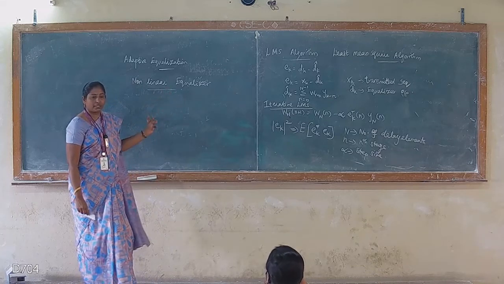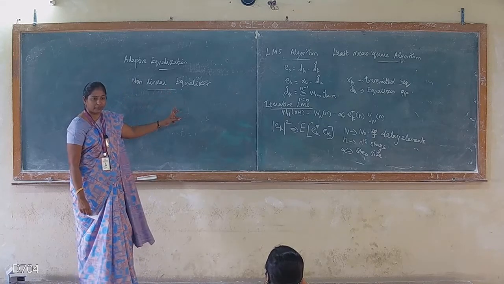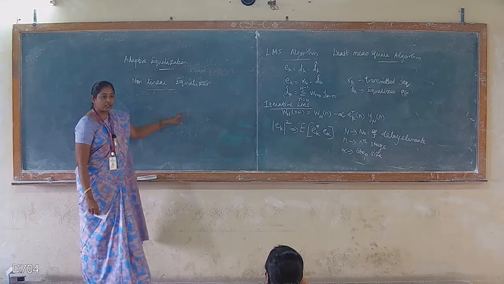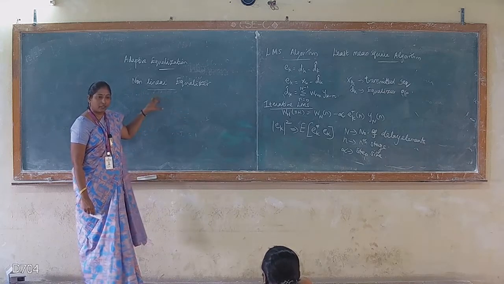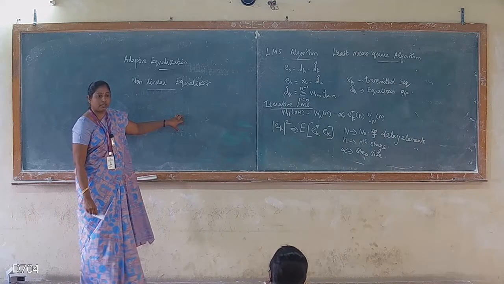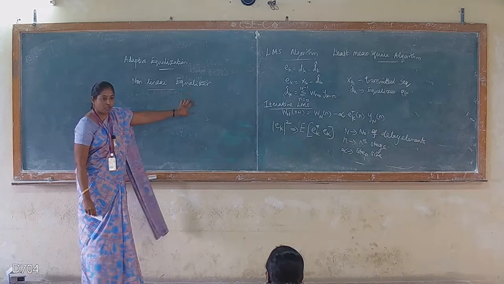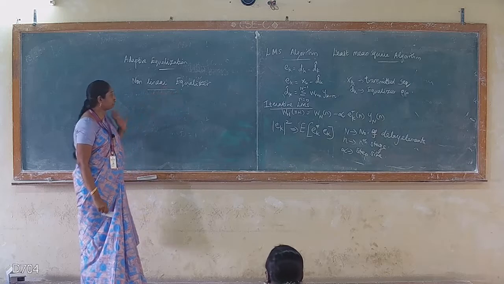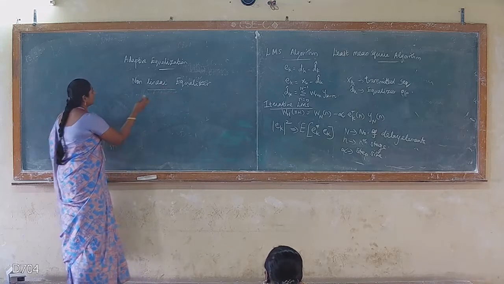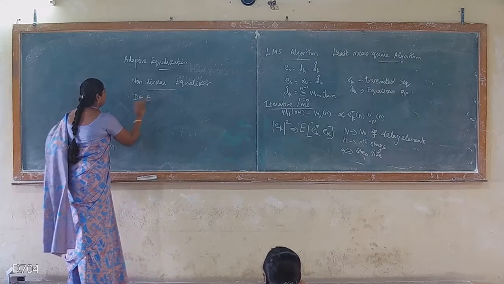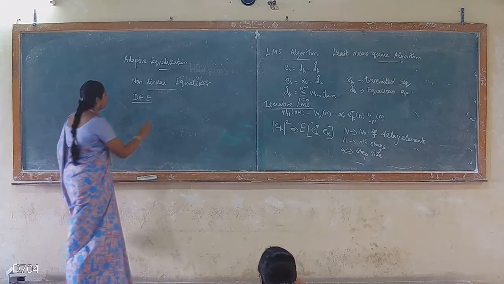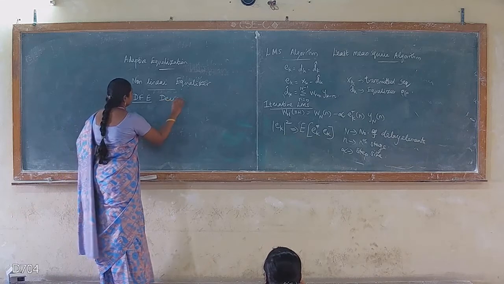Okay, so linear means there is no feedback path. We are not controlling the input using the output of the equalizer. But in non-linear, we are controlling the input based on the output of the equalizer. So there is a feedback path. The most commonly used non-linear equalizer is DFE. So what do you mean by DFE? Decision feedback equalizer.